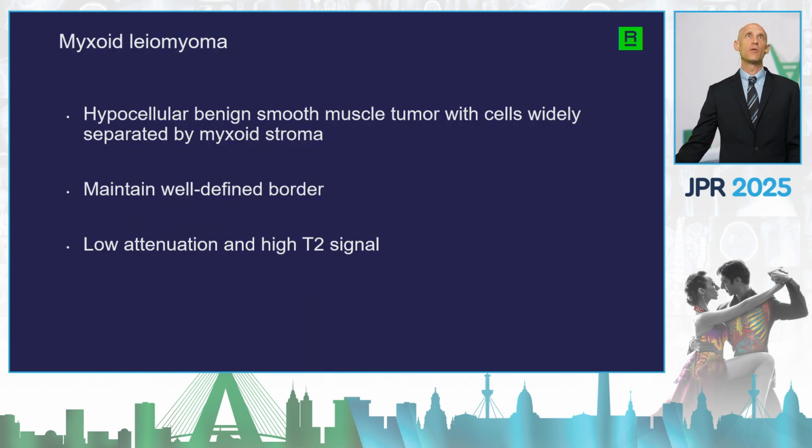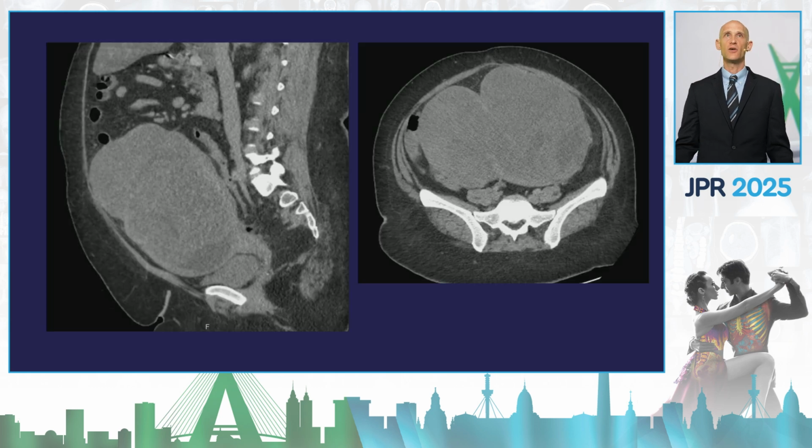Okay, our next variant is our myxoid leiomyoma. These are hypocellular benign smooth muscle tumors with cells that are widely separated by a myxoid stroma. These tumors will maintain a normal, well-defined border, but they will become low attenuation at CT and show high T2 signal intensity. Okay, so here's an example.